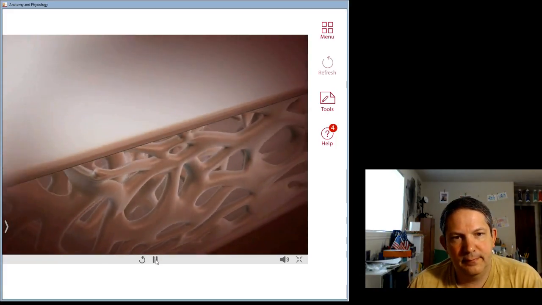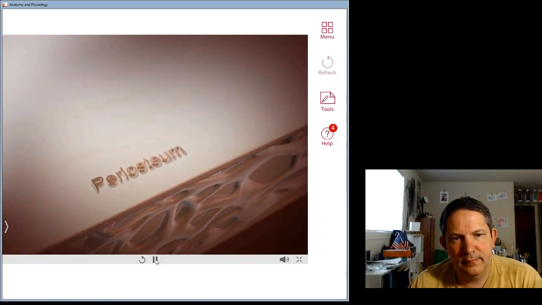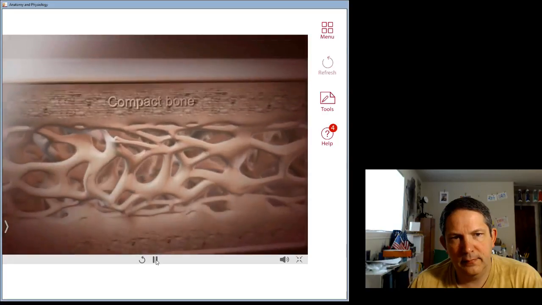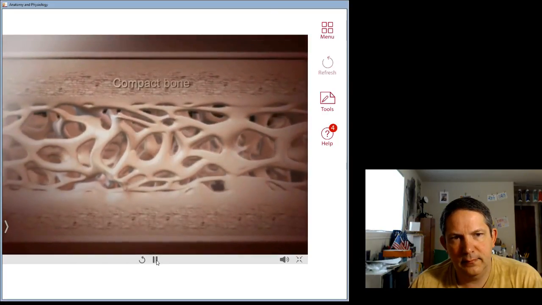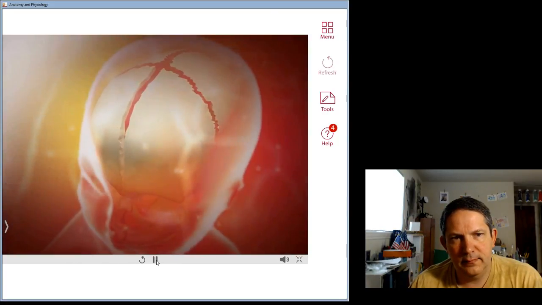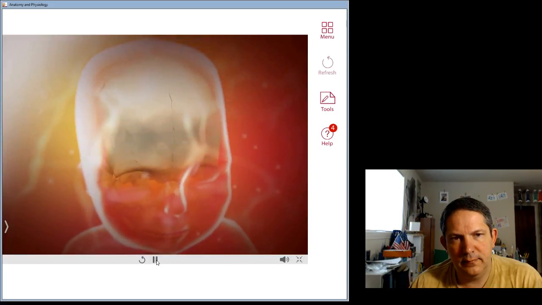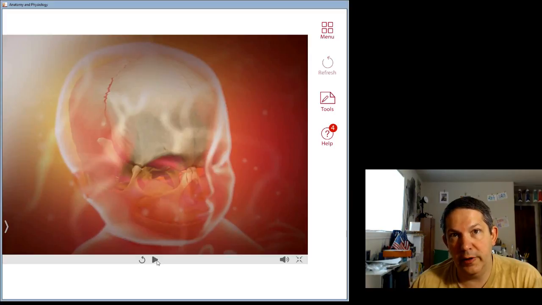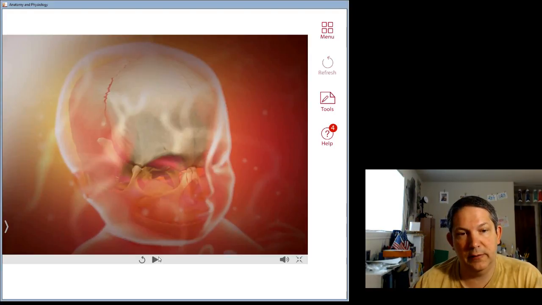Form spongy bone tissue. A fibrous covering called the periosteum forms on the surface of the bone, and a layer of compact bone tissue replaces the upper layers of spongy bone. This process, in which flat bones develop from connective tissue, is called intramembranous ossification. So intramembranous ossification instead of endochondral ossification.